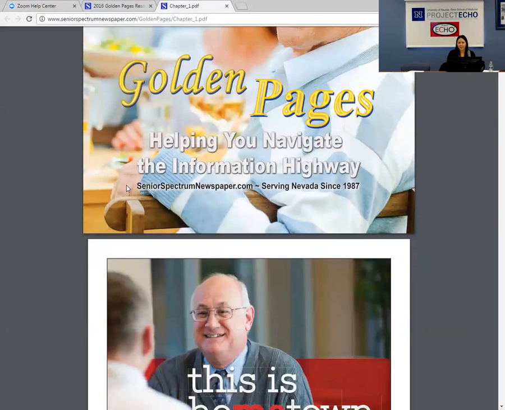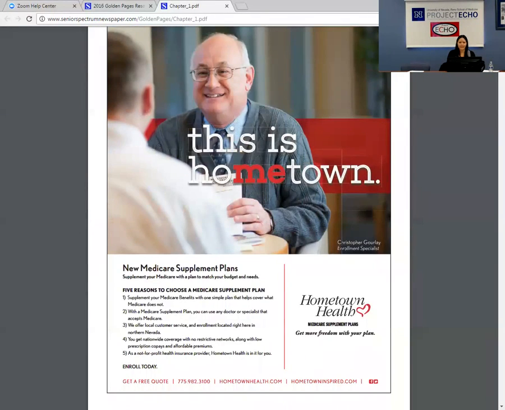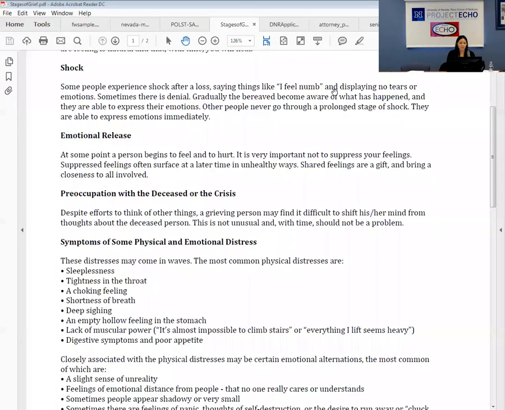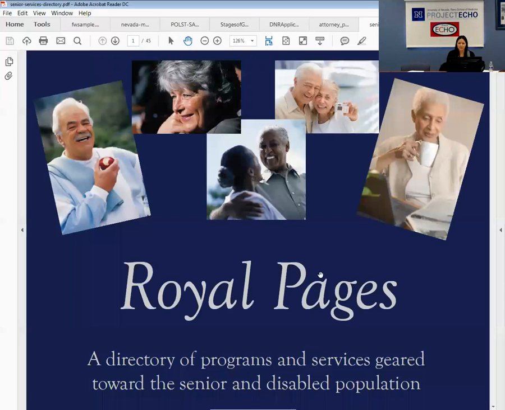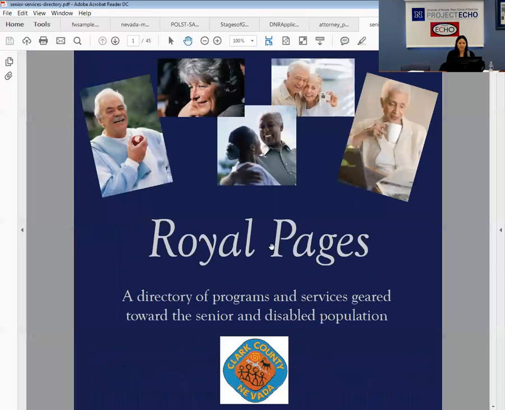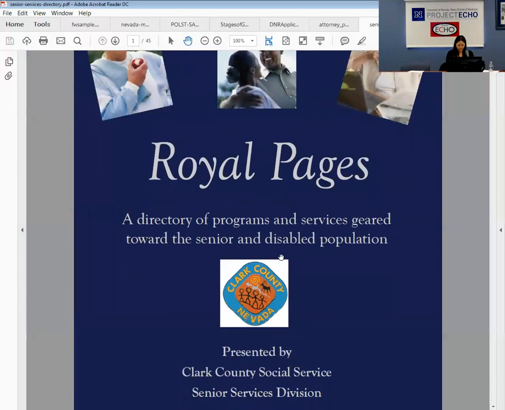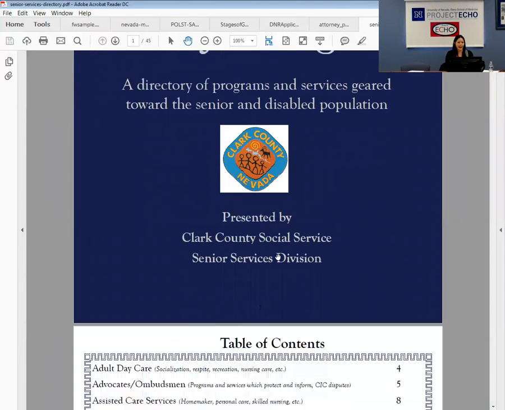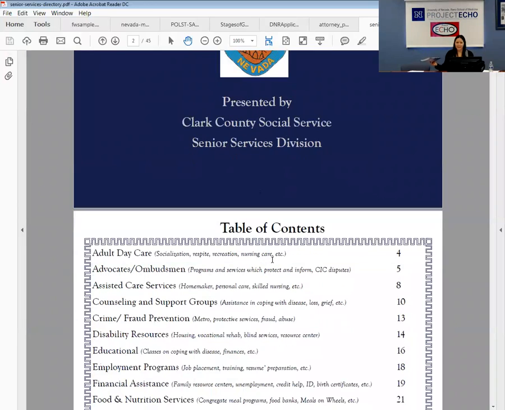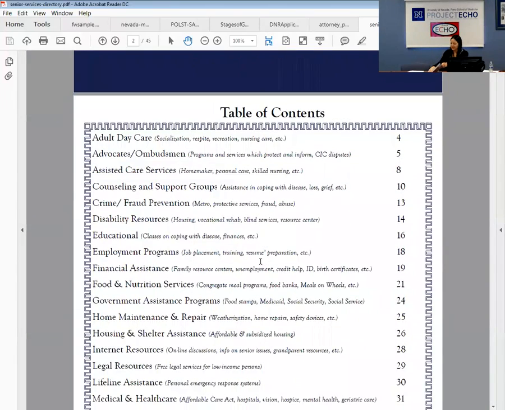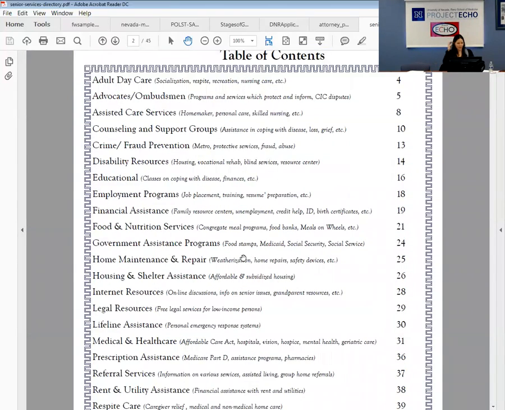This is our version here in Northern Nevada. And in Southern Nevada, if you just go onto the website, on Google, you just type in Royal Pages, and this is what will come up. It's just a directory of programs and services in your area. It's a helpful resource for you to have, to mark as a favorite on your website or on your webpage.